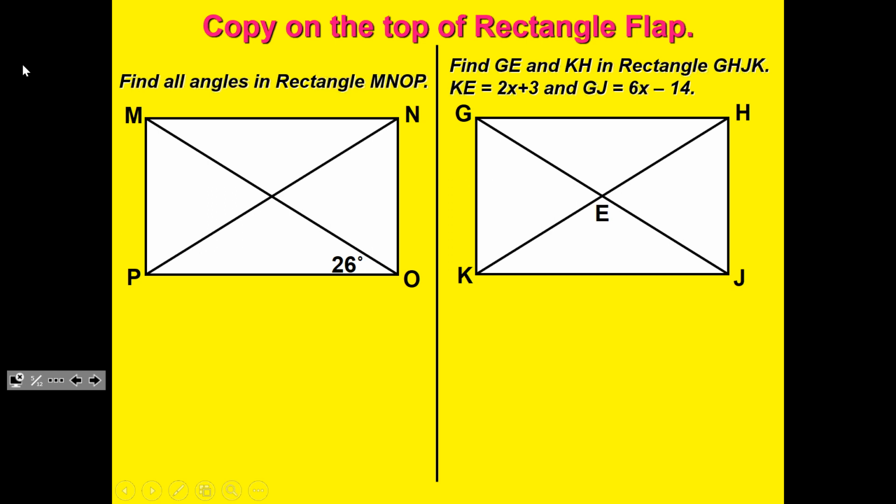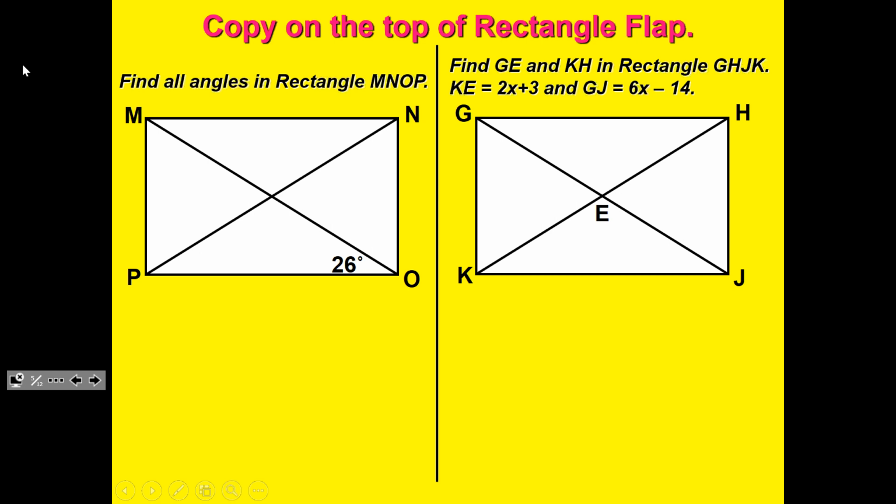Okay, and what we're going to be doing is finding all of the missing angles in this figure. So first of all, what property do you guys think we should be using to do that? What are we going to start with? What do we know about the angles in our rectangles? They're all right angles, right? So that's probably our good starting point.